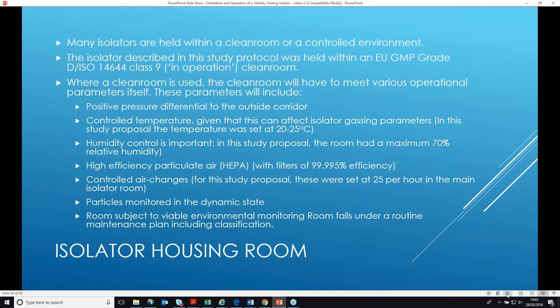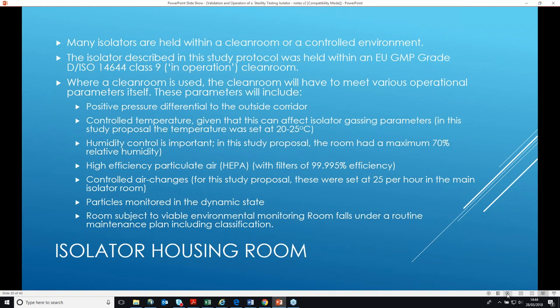And on the subject of the isolator housing room, many isolators are held within a clean room. And this is typically a grade D, but it could be grade C. Where a clean room is used, the clean room will have to meet various operational parameters. And these include a positive pressure differential to the room to the outside, and a controlled temperature, because if the temperature isn't in control, this could affect the isolator gassing parameters. In this particular study proposal, the temperature was around 21 degrees.